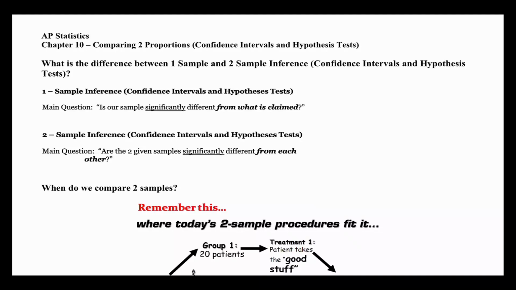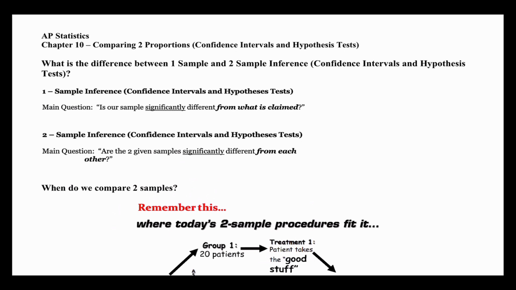So comparing two proportions. Now we're entering two samples, right? When you do hypothesis tests or confidence intervals on your calculator, you have to choose which one of them. Some of them have two proportion, two sample. What does that mean? Well, that's what chapter 10 is all about.